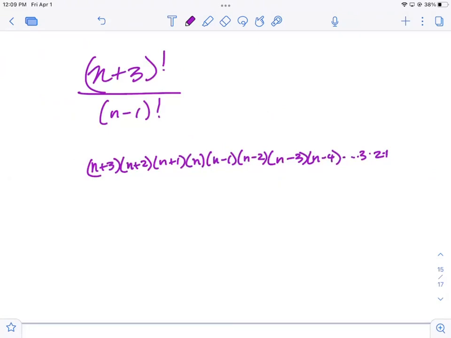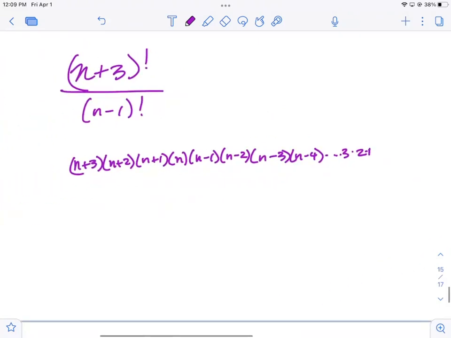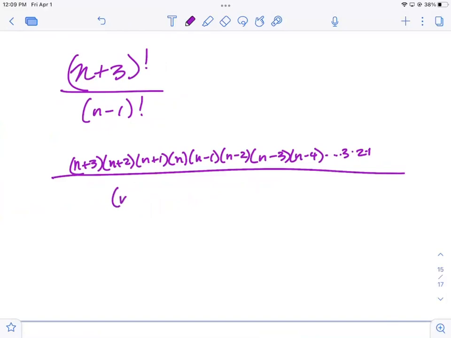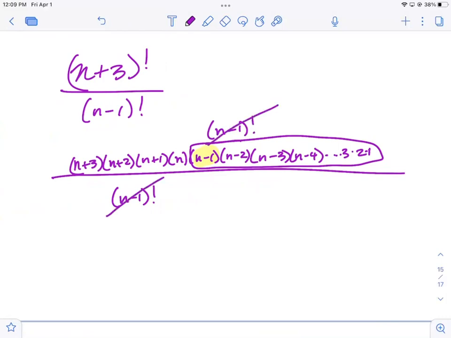But I'm not going to write it all the way like that because the bottom is n minus 1 factorial, right? So I'm going to package all those up and call it n minus 1 factorial. And now what happens? All of those factors down the line divide out. Does that make sense? Okay, good.